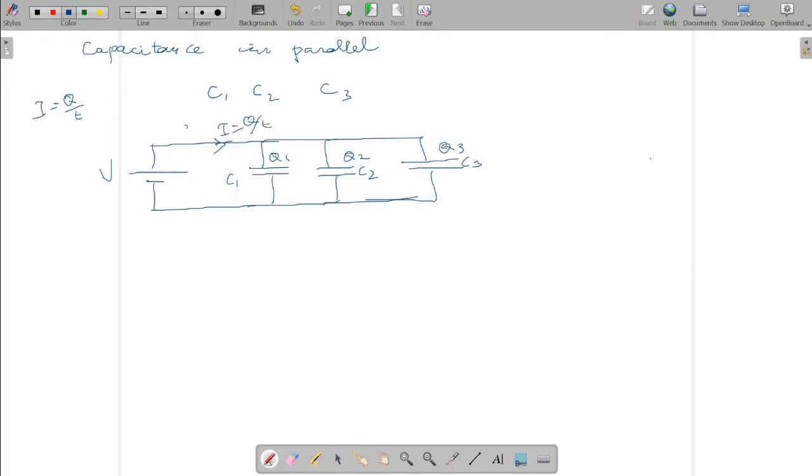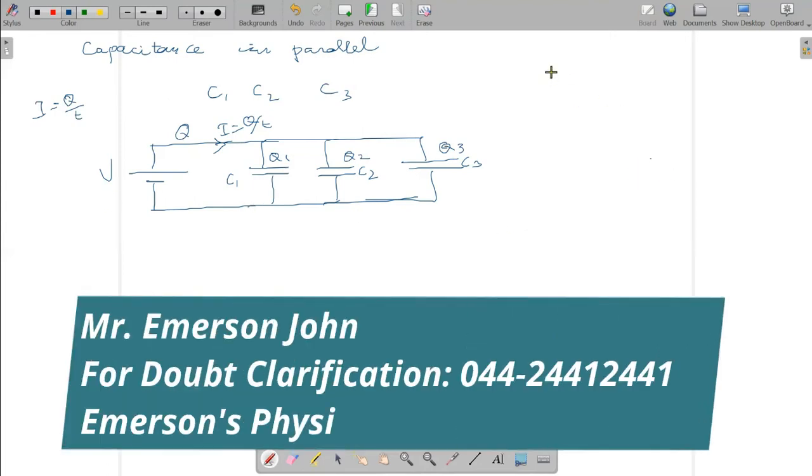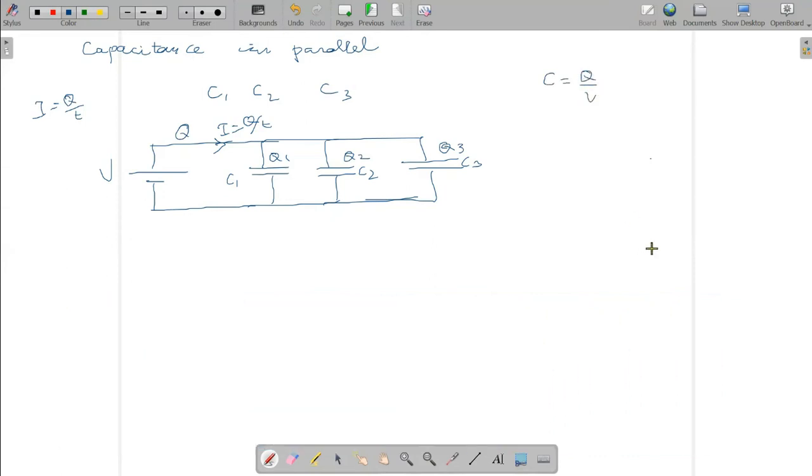But the total charge Q, when it passes through these capacitors connected in parallel, splits into Q1, Q2, Q3, whereas the potential is the same. In a parallel arrangement, it is common. Potential is the same; V is the same for all the components. We know the formula: C equals Q by V is the basic formula of capacitance.